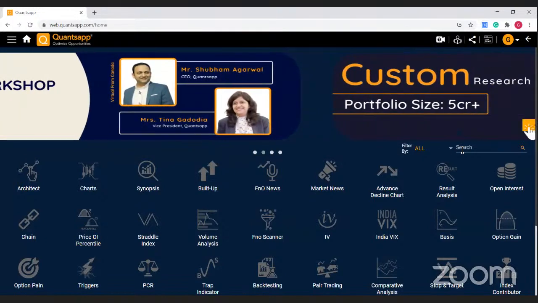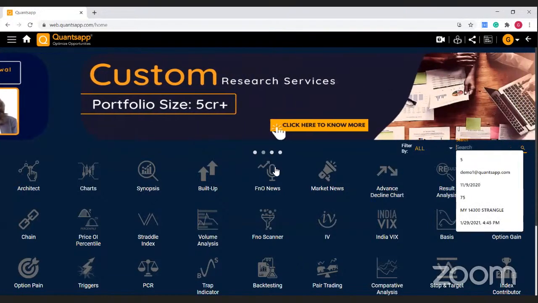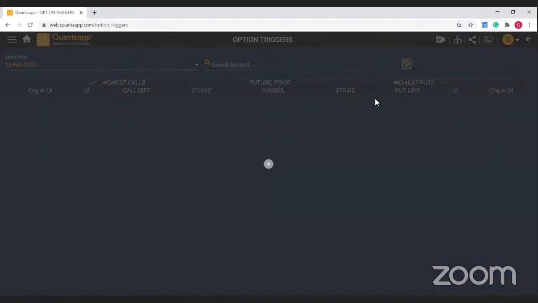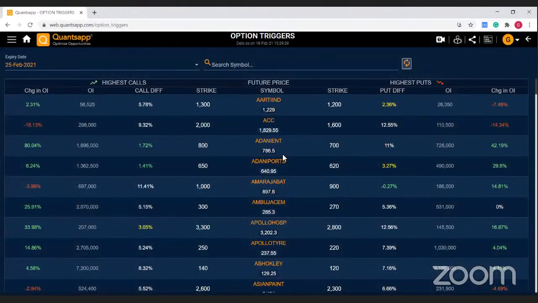Now we're going to move to the next tool, that is trigger. We're going to see how we can use this tool. So option trigger is a tool where I can find the stocks which are on the verge of breakout or breakdown, but more from the option side. I'm going to see how the option market participants are doing on that particular stock.